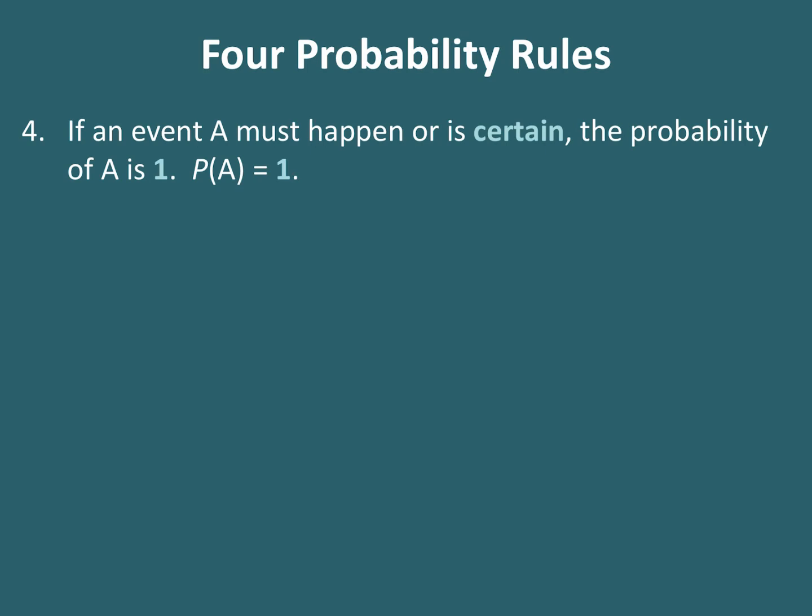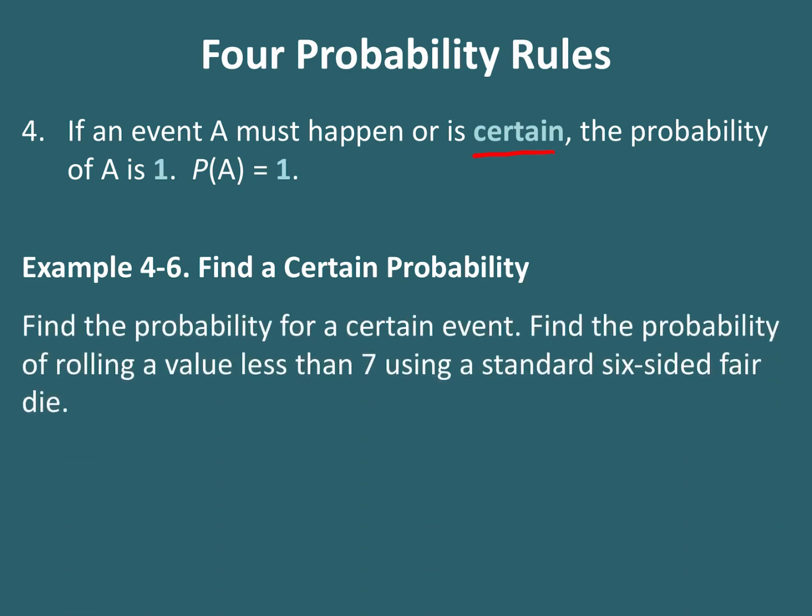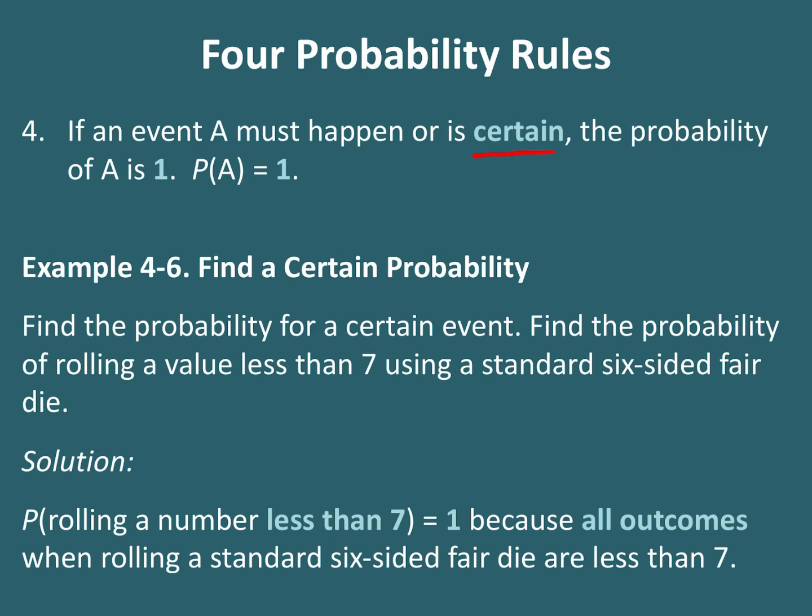Rule number 4. If an event must happen or is certain, then the probability will be 1. So let's go ahead and find a certain probability. Let's find the probability of rolling a value that is less than 7 using a standard 6-sided fair die. Well, clearly there are no values of 7 on a standard 6-sided fair die. Thus, the probability of rolling a number less than 7 is equal to 1. It is certain, because all outcomes when rolling a standard 6-sided fair die are less than 7.